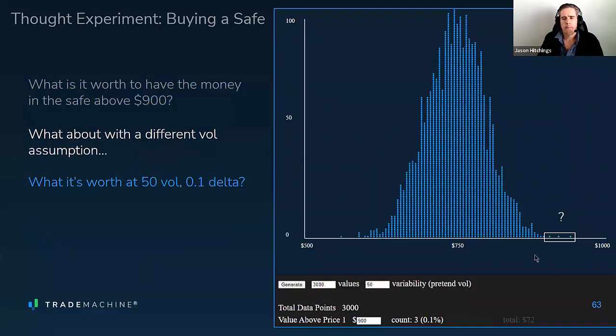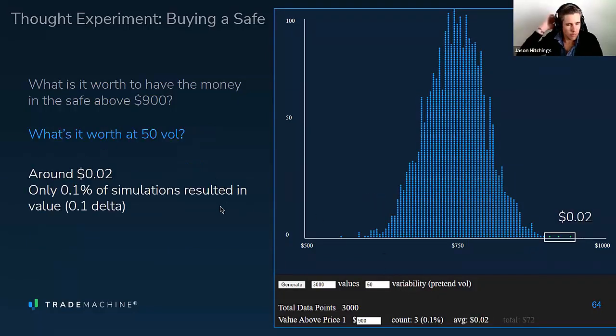What do we think the average value is out of several thousand rolls if you cut the volatility in half? The computer tells us you get a total of $72 out of 3,000 times that you tried to open the safe when this is the volatility. And so 0.1% of the time, only 3 rolls out of thousands, you end up with a value of only 2 cents.